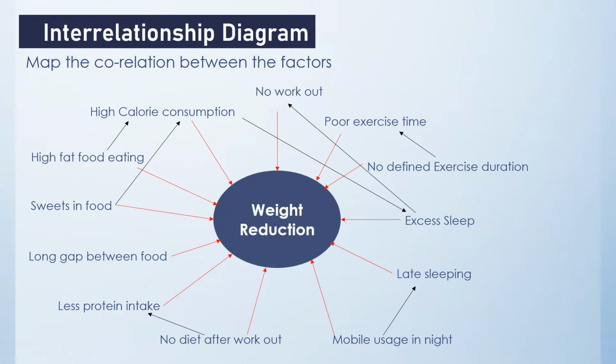Next is the interrelationship diagram. So he mapped the correlation between the different factors, where weight reduction is the final aim. You can see here sweets in food and high calorie consumption are interrelated. High fat food eating and high calorie consumption are interrelated. No defined exercise duration and poor exercise time are interrelated. High calorie consumption relates to excess sleep, and excess sleep relates to no workout. So this drawing gives an understanding of the interrelationship between these factors.